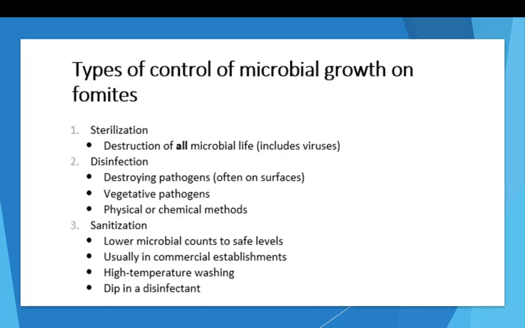Before we talk more about the different types of control of microorganisms on fomites, or non-animated items, let's learn some definitions. The first one is sterilization. This is not an easy process that you can get at home. It is a process that destroys all microbial life, no matter if it is viruses, bacteria, fungi, endospores, or enveloped viruses. So it means there is no microbial life in that fomite item.